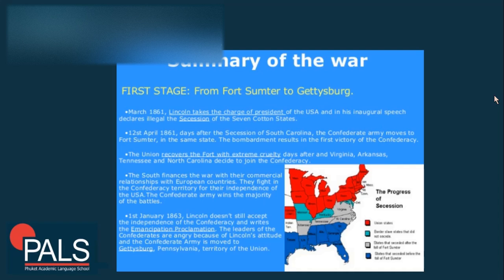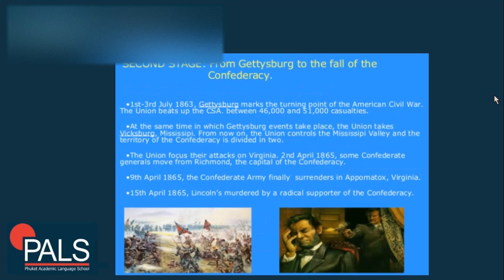On the 1st of January, New Year's Day 1863, Lincoln still doesn't accept the independence of the Confederacy and writes the Emancipation Proclamation. The leaders of the Confederates are angry because of Lincoln's attitude, and the Confederate Army is moved to Gettysburg, Pennsylvania, a territory now of the Union. Now, from Gettysburg to the fall of the Confederacy.